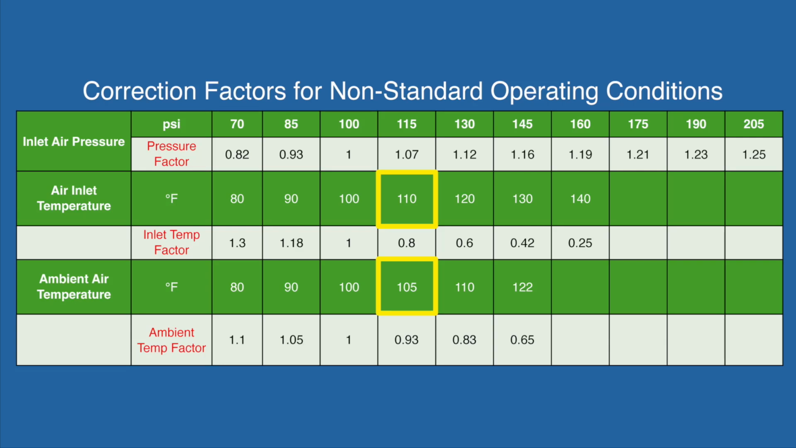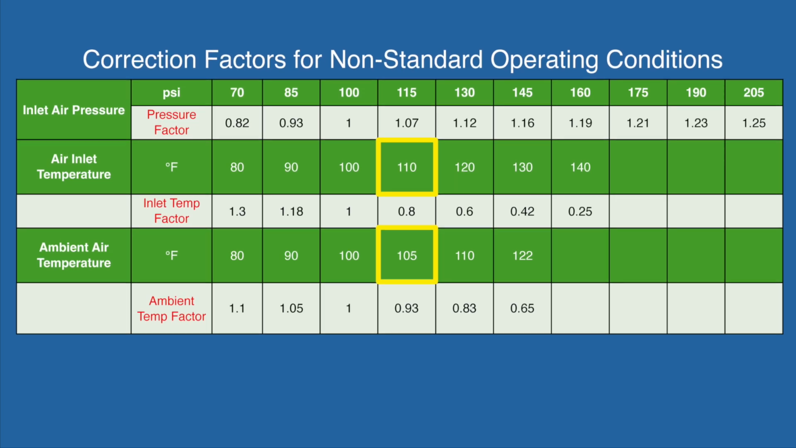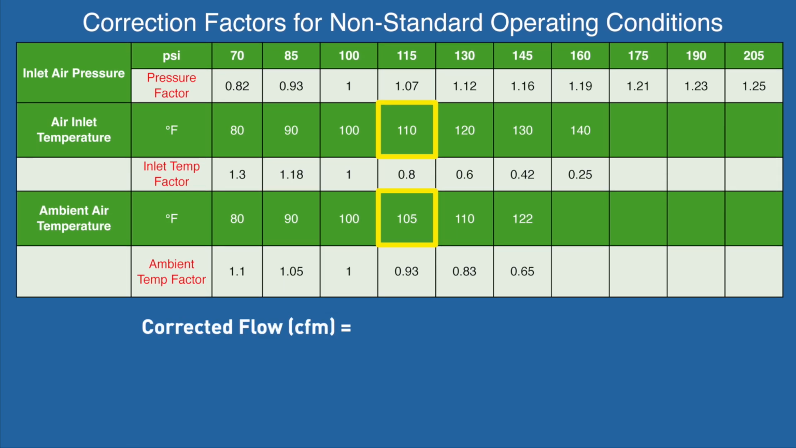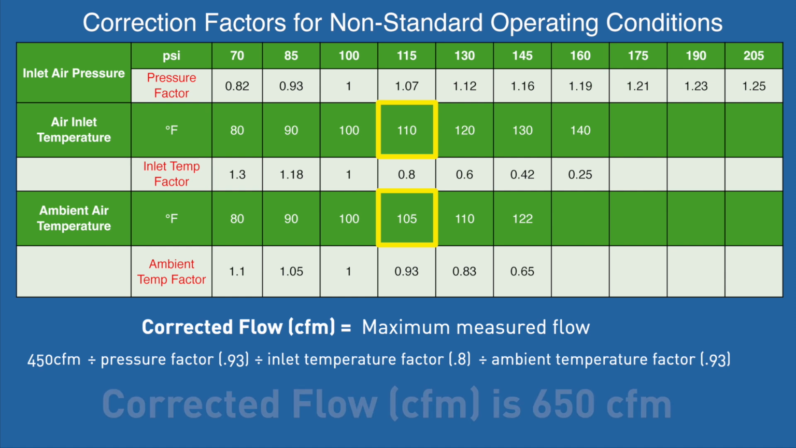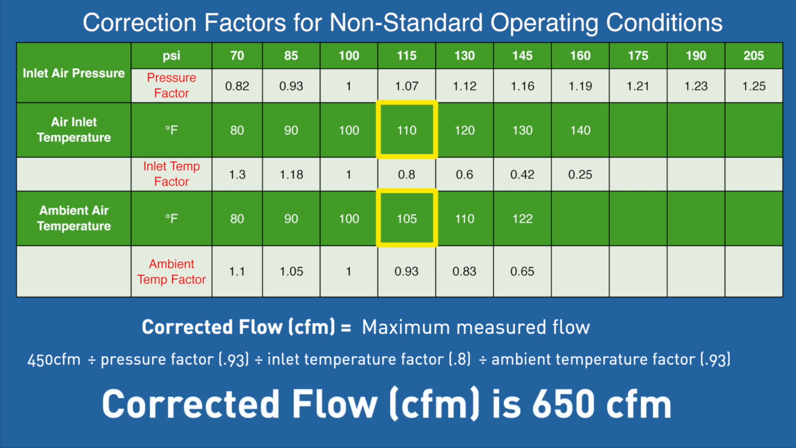The measured maximum flow into the dryer must be corrected according to the following formula. Corrected flow, CFM, equals maximum measured flow, which in our example is 450 CFM, divided by pressure factor 0.93, divided by inlet temperature factor 0.8, divided by ambient temperature factor 0.93. The corrected flow of 650 CFM represents the maximum heat load that the dryer will be required to handle.